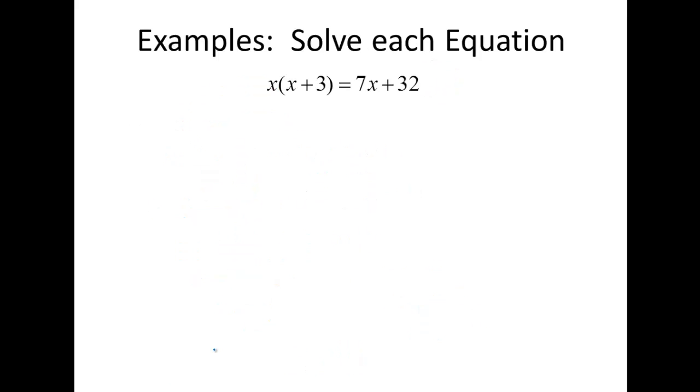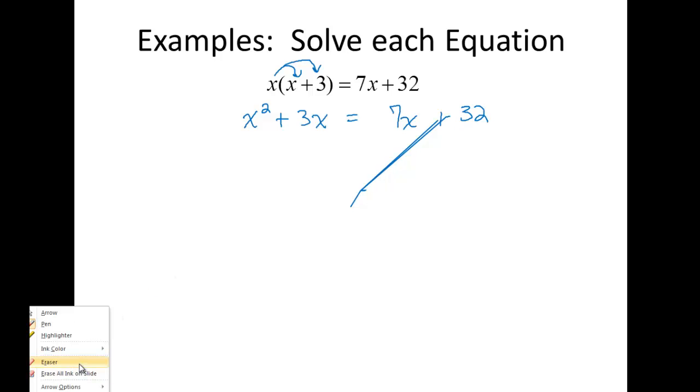I have x times x plus 3 equals 7x plus 32. Now this example already has something in factored form, all right? The problem with having it in factored form when there's not a 0 here is that we actually have to unfactor it, all right? So I'm going to multiply, or distribute, sorry. That's going to give me x squared plus 3x equals 7x plus 32.